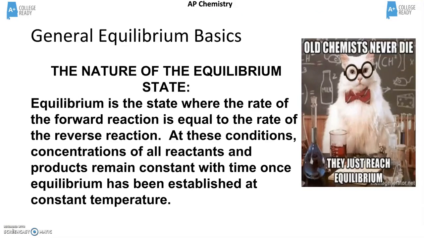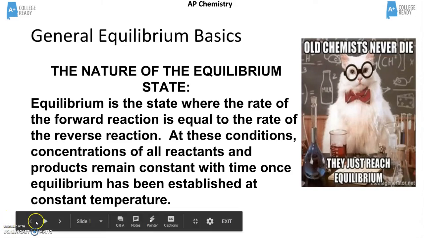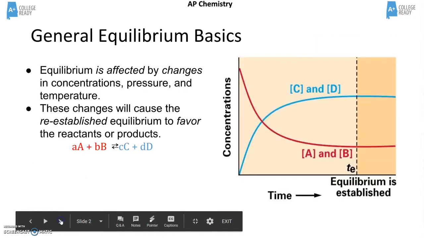So, equilibrium is where the rate of the forward reaction is equal to the rate of the reverse. This is where the concentrations of your reactants and products will remain constant once equilibrium is established, and equilibrium is temperature dependent.